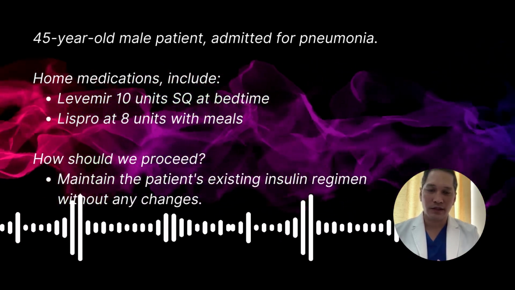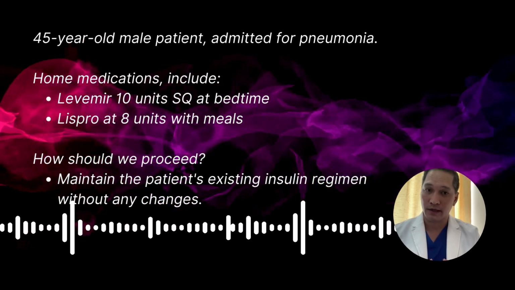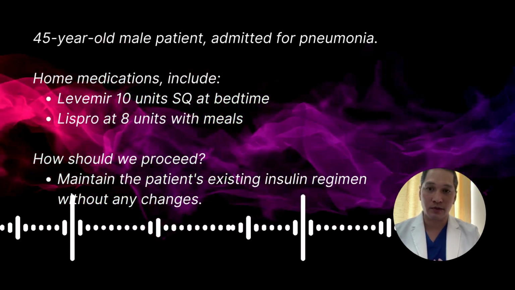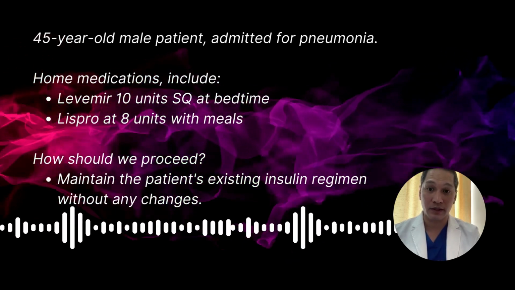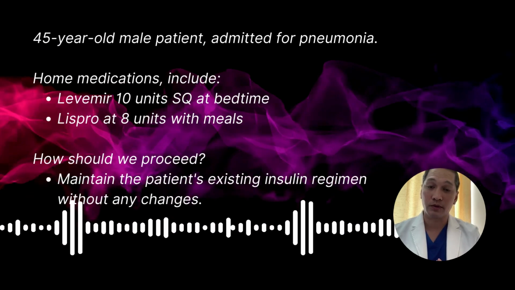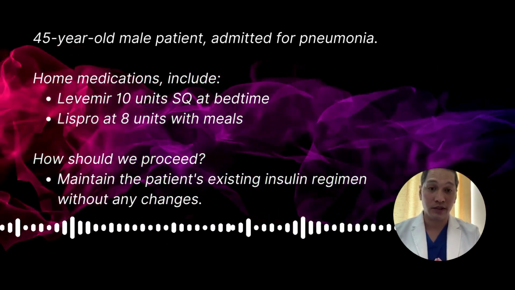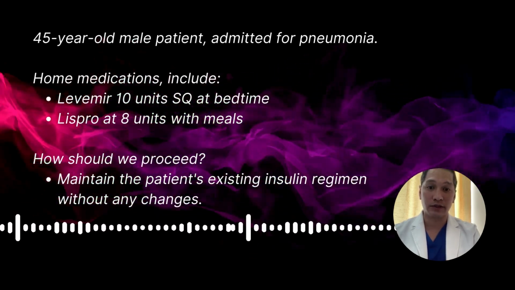Let's consider a situation of a 45-year-old male patient who has been admitted for pneumonia. This individual is currently prescribed Levemir at a dosage of 10 units, along with Lispro at 8 units with meals as part of his home medication regimen. How should we proceed in this scenario? The decision is to maintain the patient's existing insulin regimen without alteration.